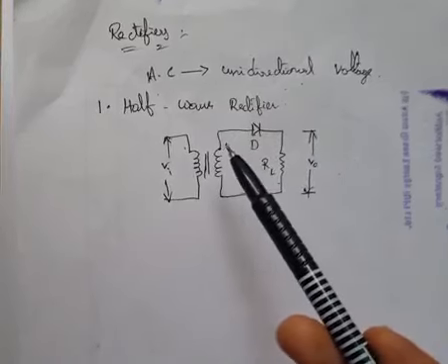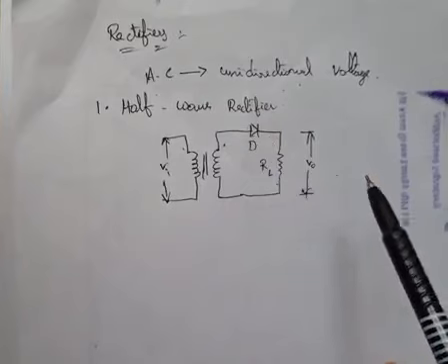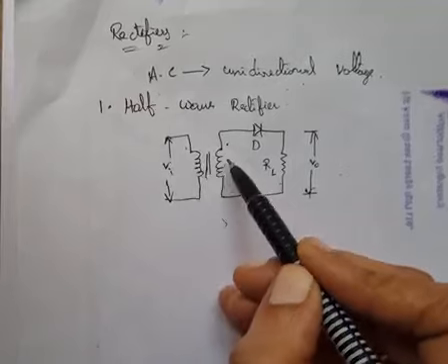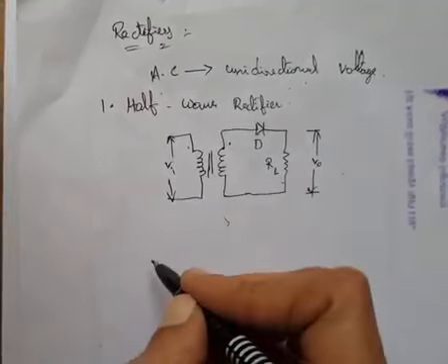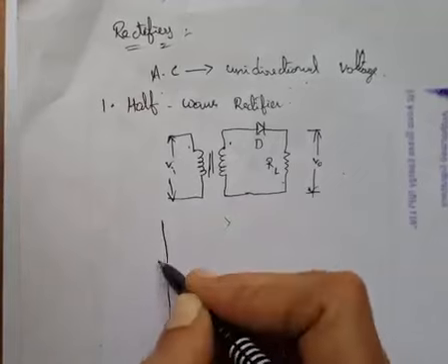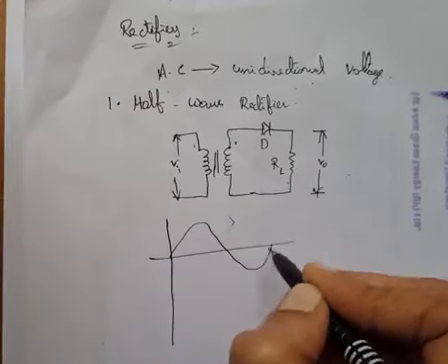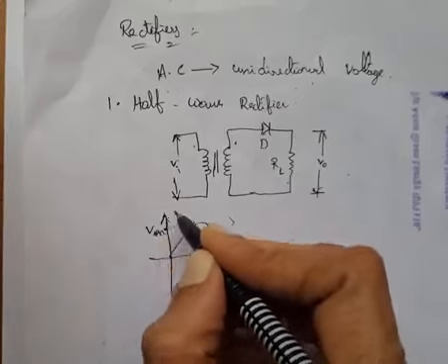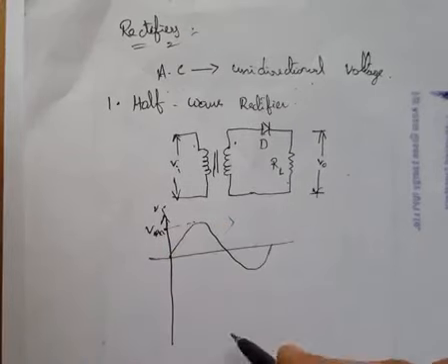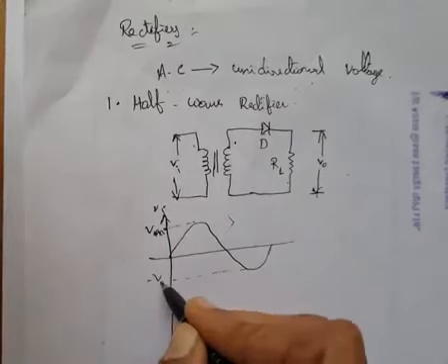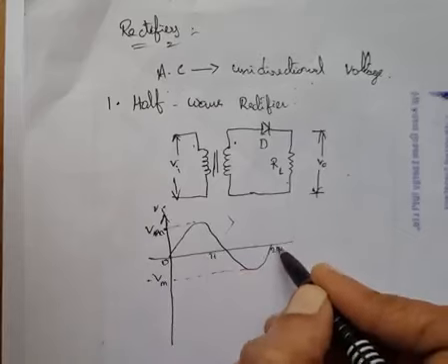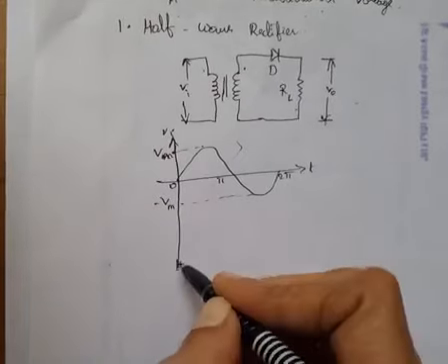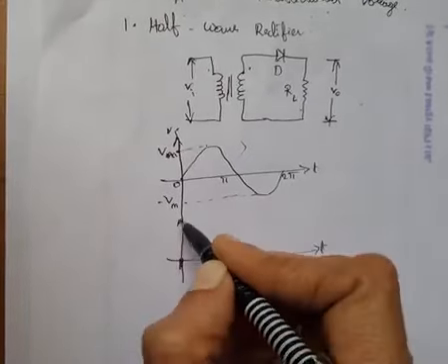So first of all, what happened during the positive half cycle? The input signal, we always know, is a sinusoidal wave, AC. Maximum voltage is Vm, here Vi, and this is minus Vm, right? 0, pi and 2 pi, this is T. Now we want to see what is the output.